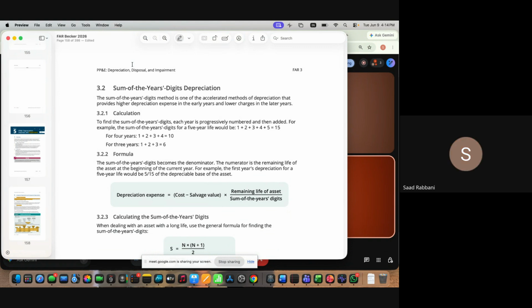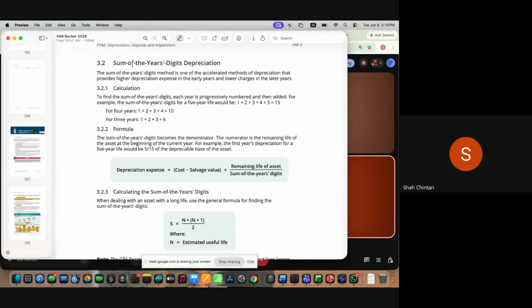No. चलिए, सेकंड मेथड है a sum of years digit depreciation. Now this depreciation is used in an industry where your asset is utilized a lot in the initial years and then slowing down in the later part of the year. So if you see the asset usage is volatile, a lot of use is in the initial years and a slower use in the last year, you can go for a sum of years digit method.